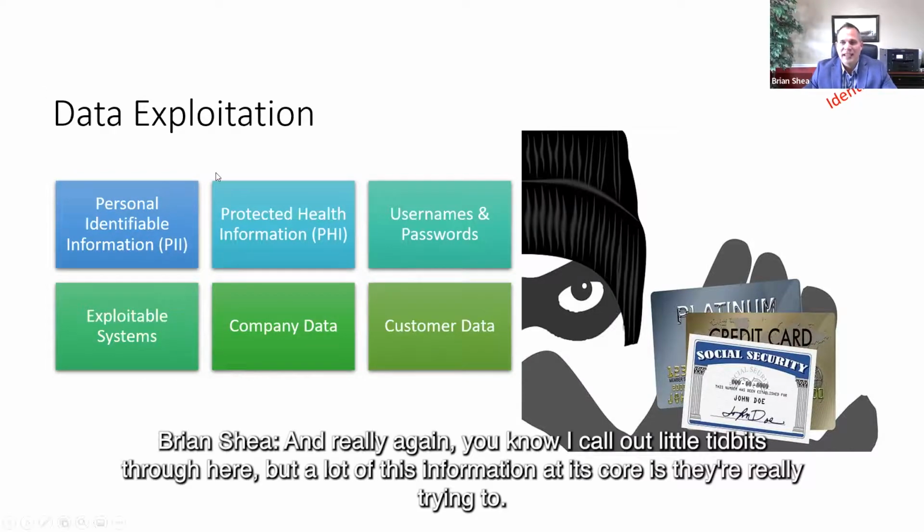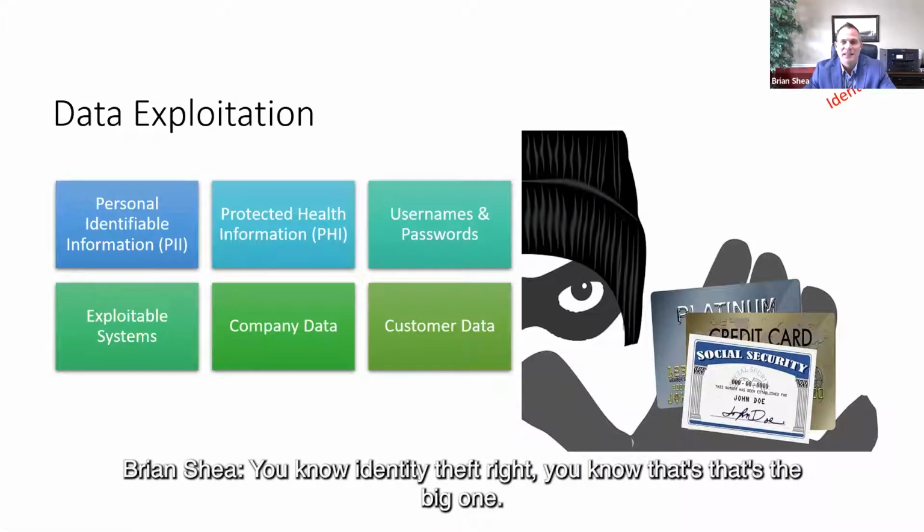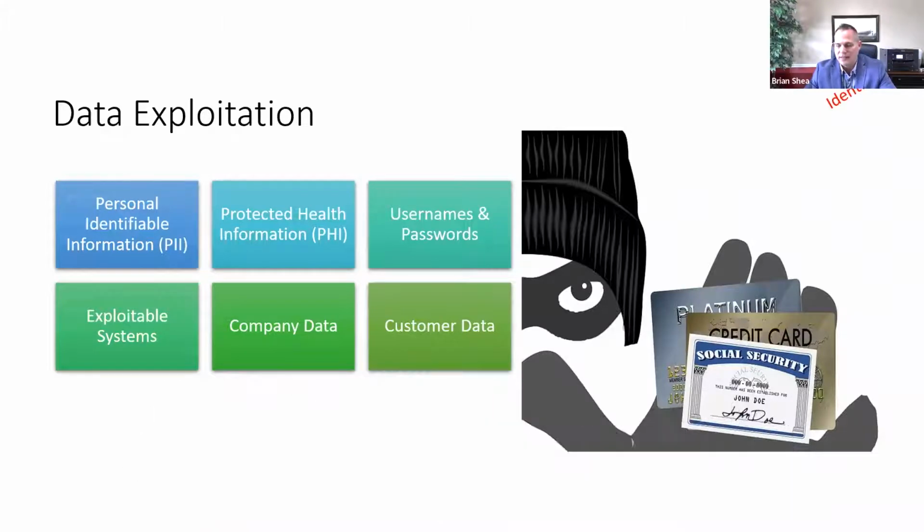Again, I call out little tidbits through here, but a lot of this information at its core is about identity theft, right? That's the big one. With a lot of this data, if they can get enough information to open a loan, open a credit card, do financial damage, they're going to do it. And they're going to look for the type of information that lets them do that.